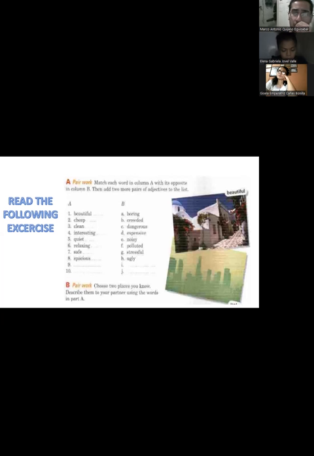So we have this vocabulary. And also, what about the part B? Who wants to help me to read it? Xiomara. Thanks, Xiomara. Crowded, dangerous, expensive, noisy, polluted, stressful, ugly. That's correct. Congratulations. So you could pronounce the words properly. So that's really great. So let's continue with the following part of this class.